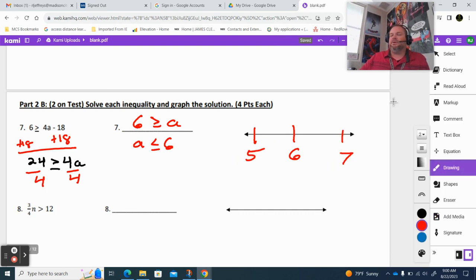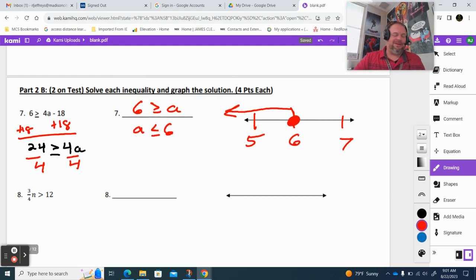All right. What type of circle at 6? Closed, closed, closed. And we go which way? Up. Okay. And to the left or right? Left. Okay. I thought I heard up. I thought it was funny.